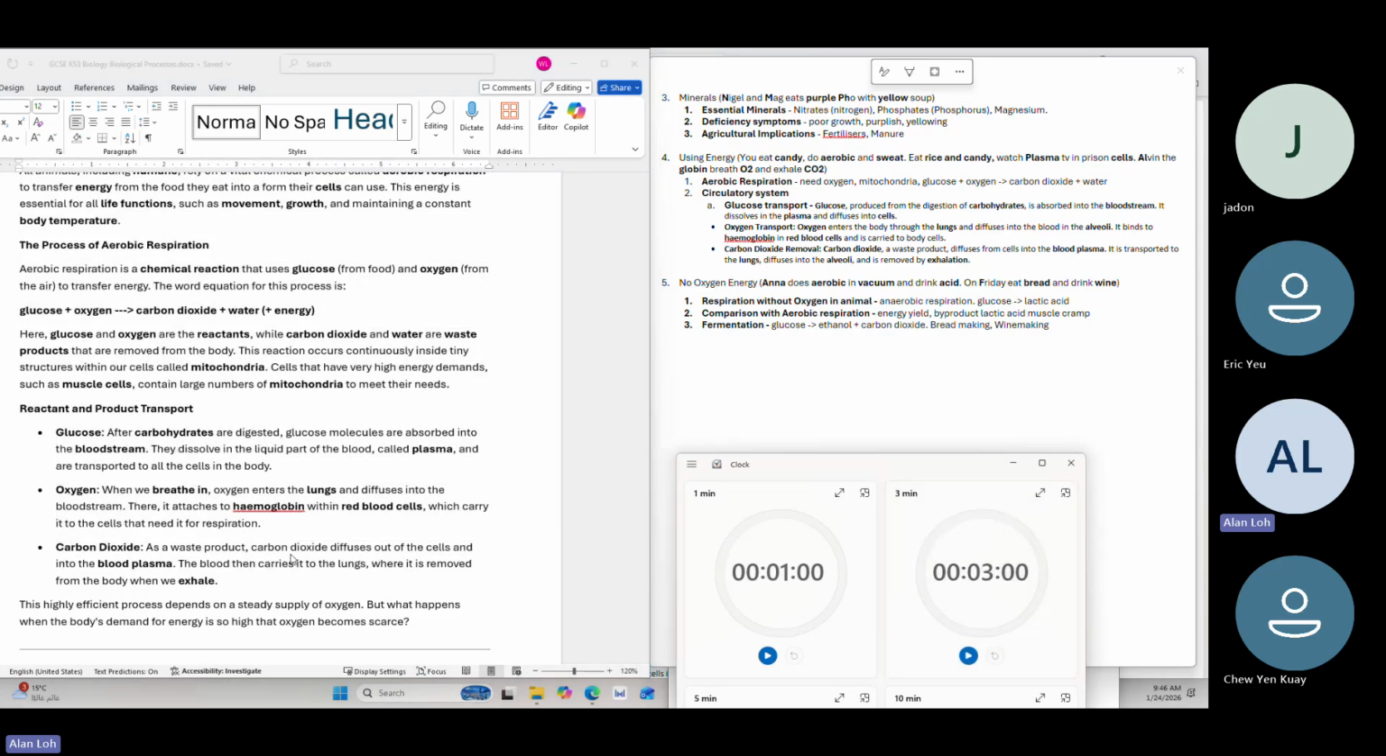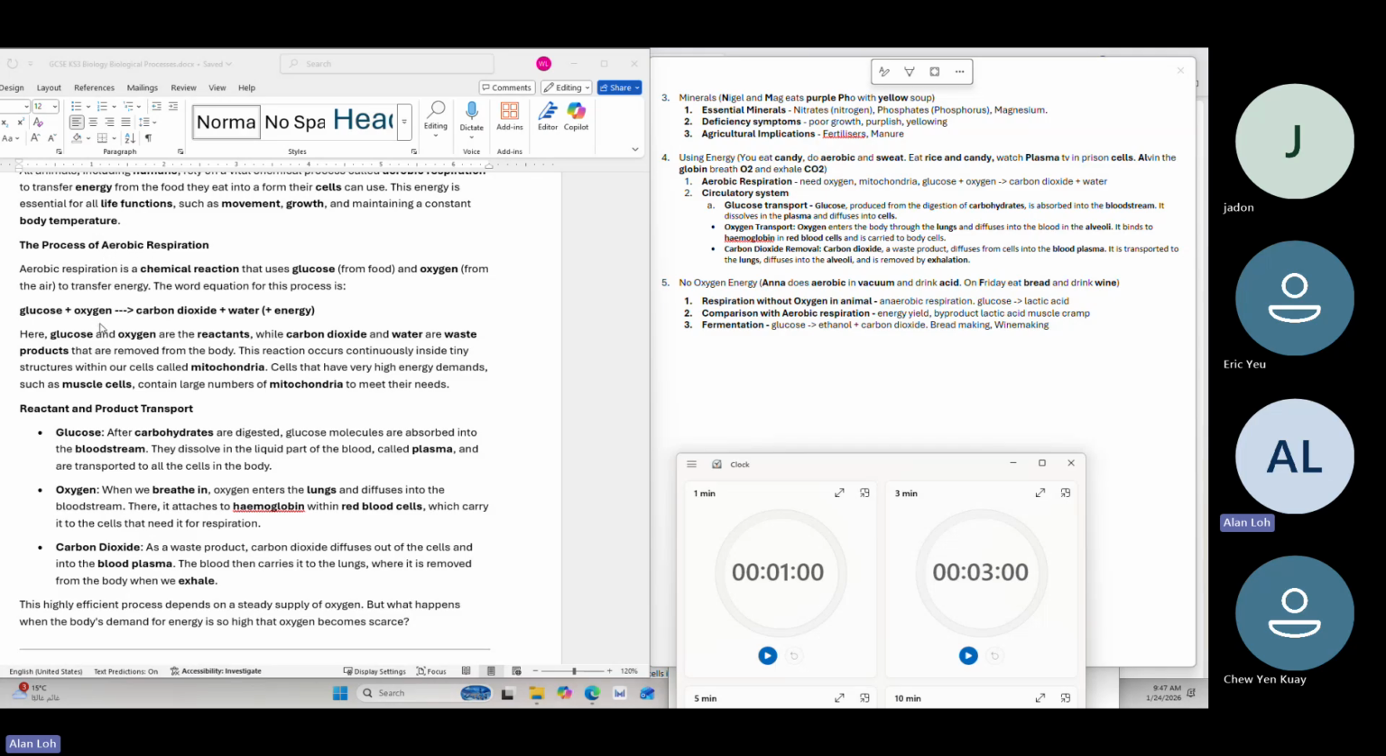All right. So take note of how the glucose is being transported, how the oxygen is being transported, and how the carbon dioxide is being removed, right? And also the reactants and products. What is a reactant? A reactant is what you have before you go through the process, and the product is the output or the end result of the process. And what is the process we're talking about here? We're talking about aerobic respiration. So aerobic respiration, it's not just respiration. It's aerobic respiration because you have another type of respiration called anaerobic.